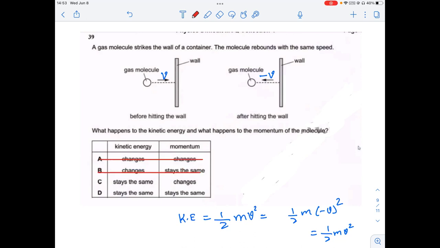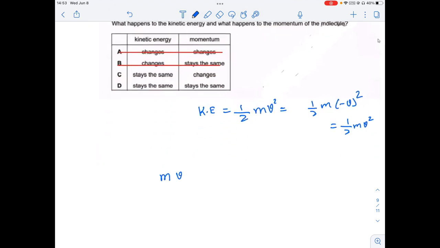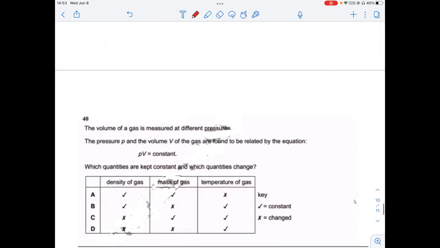Now what happens to the momentum? Momentum is mass times velocity. While going towards the right, it is mv. While coming back, it is minus mv. So the momentum has changed. Therefore, option C is going to be correct and option D is going to be the wrong answer. So that's the answer for question number 39.